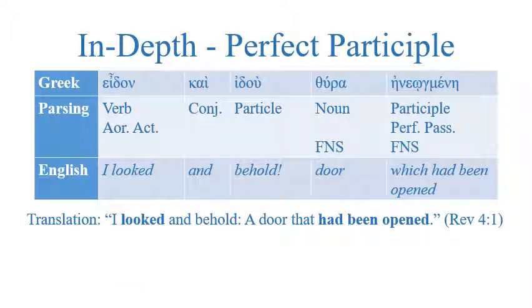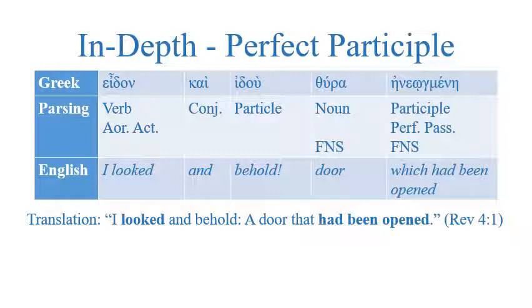To reinforce the idea of the perfect, let's take a look at another passage, again from Revelation. Here we get the phrase eidon kai idou thura eneogmene. Eidon is a verb. It's aorist and active and means to look or to see, but in the past looked or saw, since the aorist is a past tense after all. Kai is a conjunction that means and. Idou is an interesting word in that it means something along the lines of behold. It's an exclamation. Thura is a noun, feminine nominative singular, and means door.